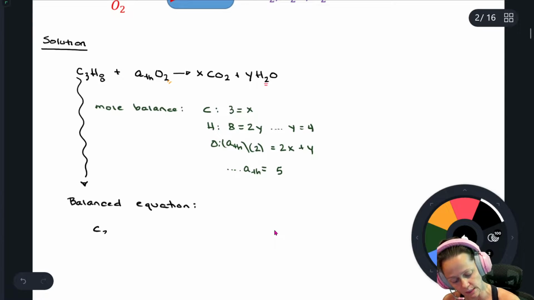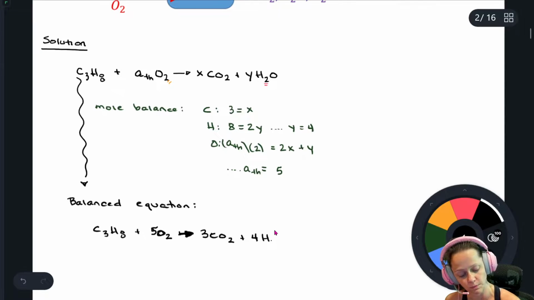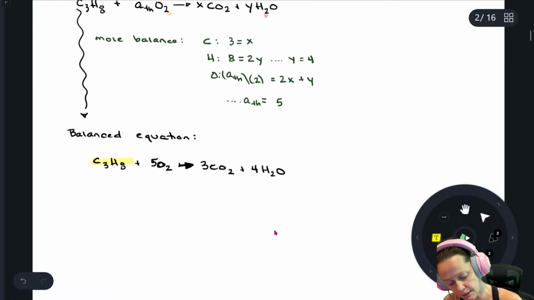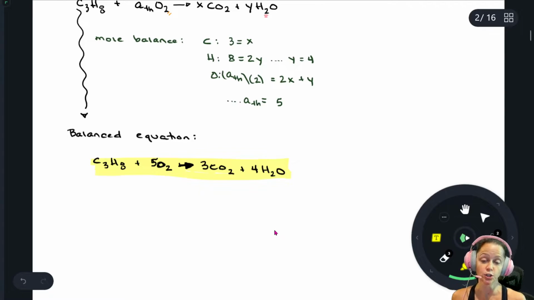Okay, so I've got C3H8 plus 5 times my oxygen yields 3 CO2 plus 4 H2O. All right, so that is my balanced chemical equation. That's not my answer, but I'm going to highlight it because I'm going to continue to refer back to it.